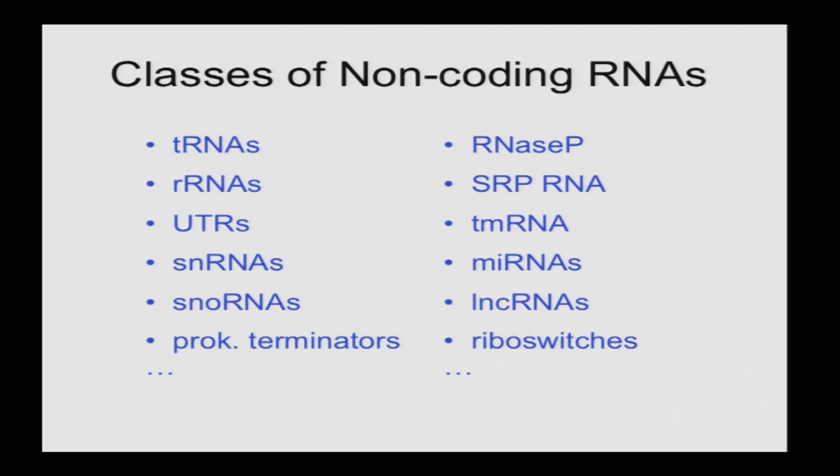Terminators of transcription in prokaryotes are like little stem loop structures. RNase P is an important enzyme. SRP is involved in targeting proteins with signal peptides to the export machinery. We won't go into tmRNA, microRNAs, and lncRNAs you probably know, and riboswitches.